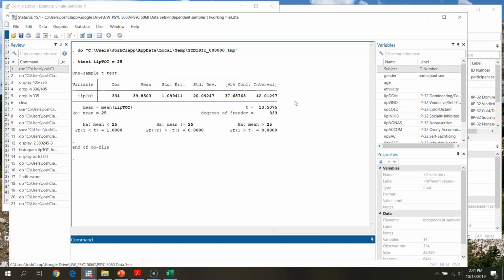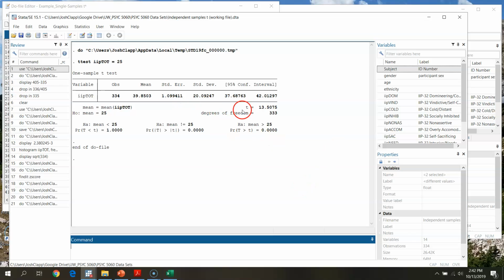Based on the data that we've collected, estimates of the mean IAP score in the larger population of trauma-exposed undergraduates ranging from about 37.7 to 42.0 would all be supported by the data. Values within that range would be compatible with the data that we've collected. Our point estimate for the population mean of 39.9 is still our best estimate, but our confidence interval says that a lower limit of 37.7 and an upper bound of 42 are all reasonable given the data that we've collected here.